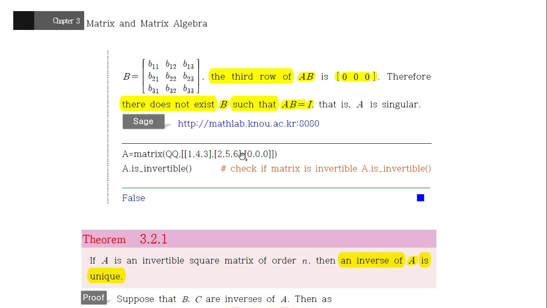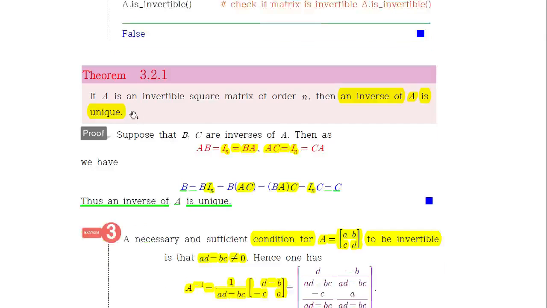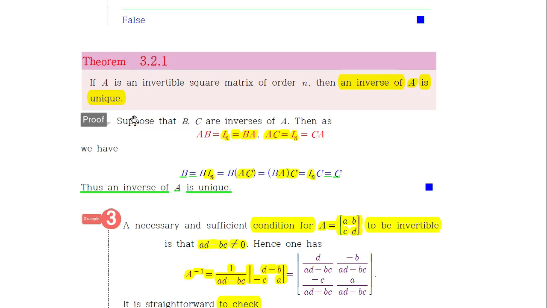So, for example, we can check with the Sage code. Let's define a 3 by 3 matrix, then ask whether it is invertible or not, and it shows it's not invertible. Next, if A is an invertible matrix, then the inverse of A is unique. So an invertible matrix has its inverse, which is unique.